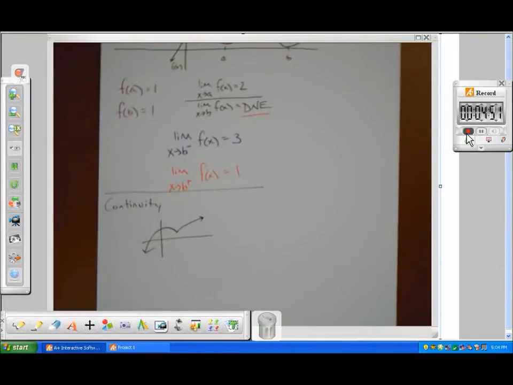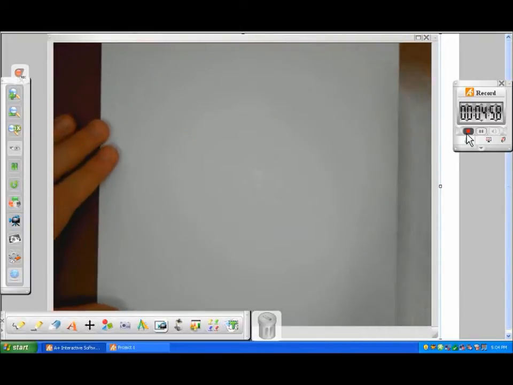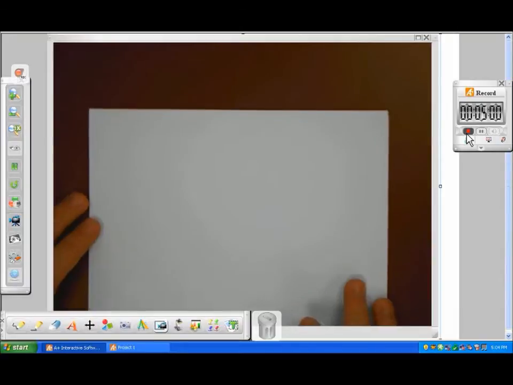So the question becomes, how can you tell if a particular function is continuous or not? So let me ask this question.